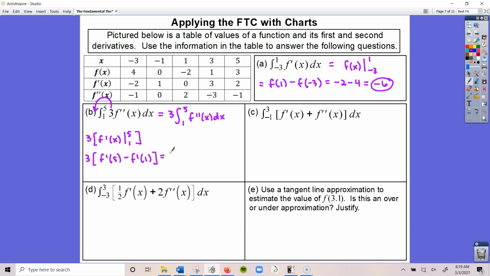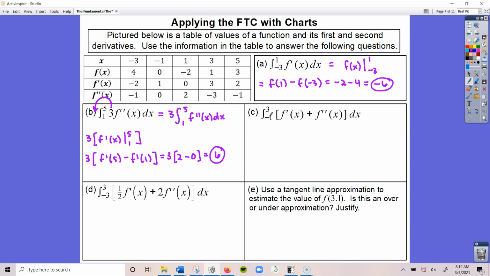Now we use our chart. So 3 times f prime of 5, which is 2, minus f prime of 1, which is 0. So this gives me 3 times 2, which is 6.